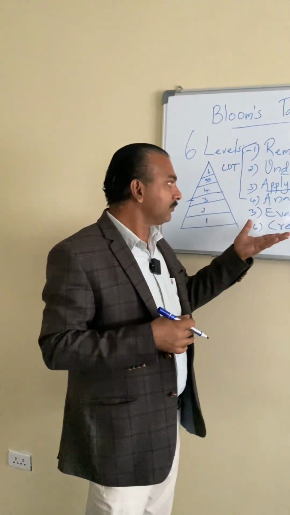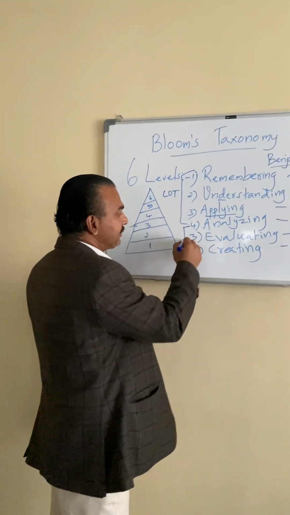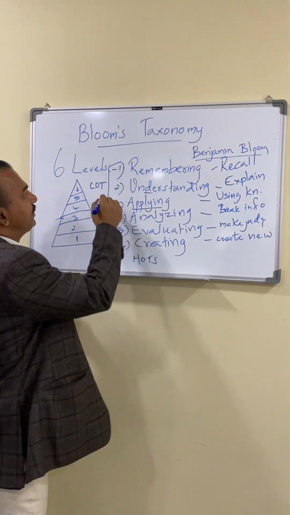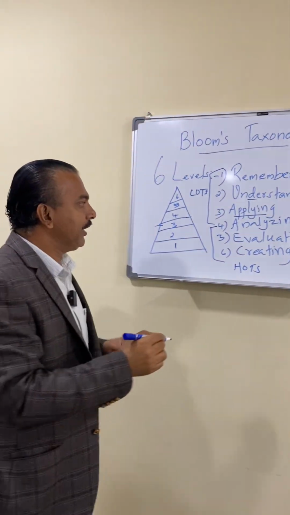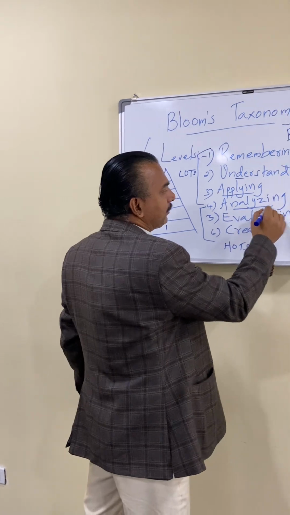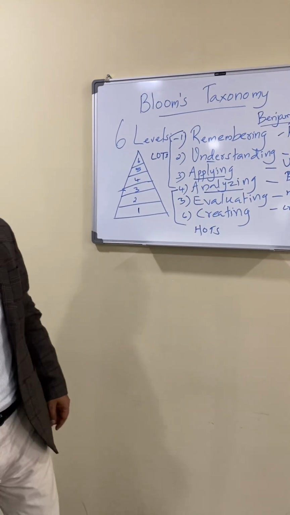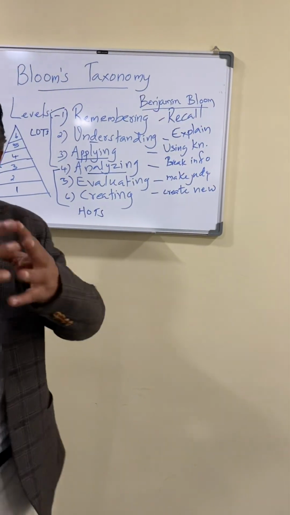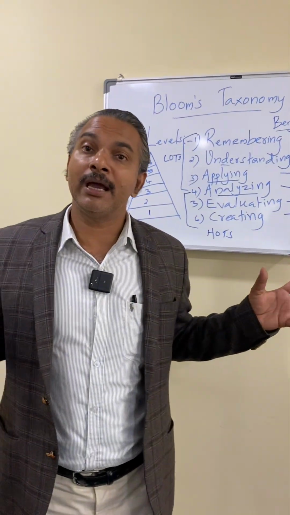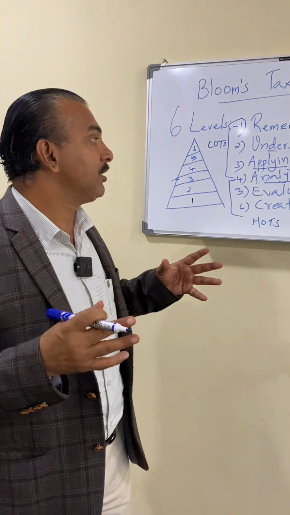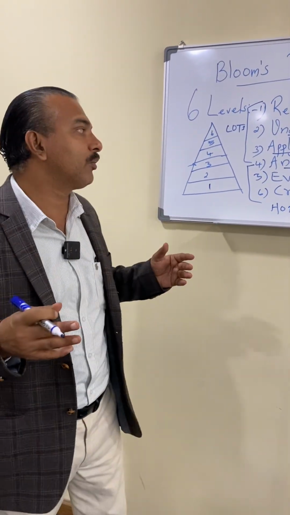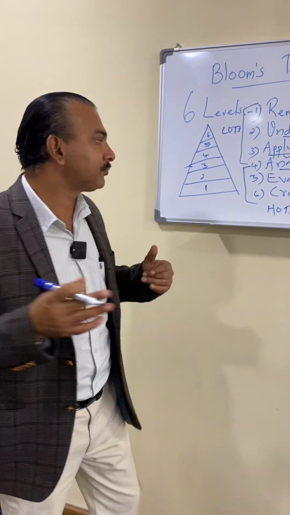The next levels are known as higher order thinking skills, or HOTS. There, the fourth level is analyzing. Meaning you are breaking information into different parts and making judgments based on that, trying to understand it, analyzing it.